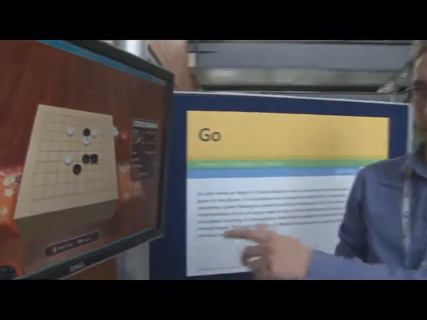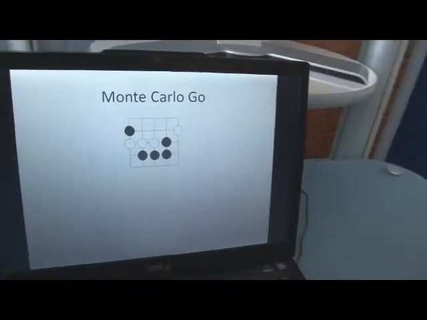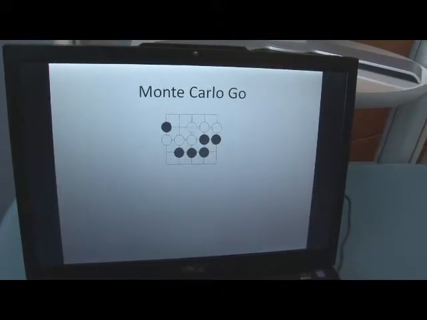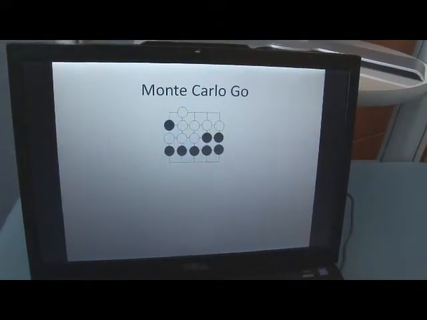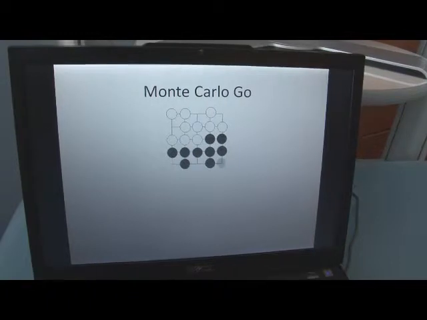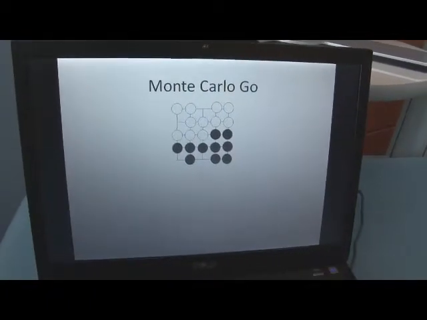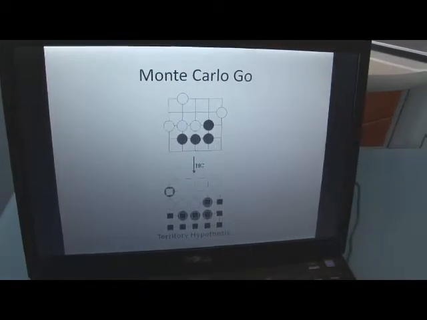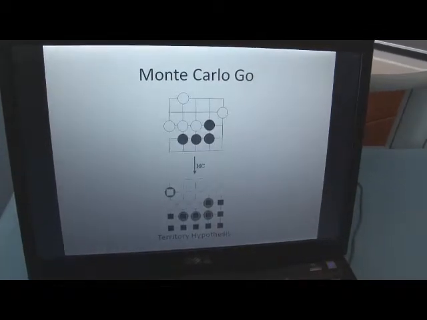Now, the computer here is playing for white, and I'm playing for black. The way that the computer works is by playing random games from the current position to the end of the game. This laptop gives a bit of a demonstration of that. If you have a position, you can simulate the game forward from that position to the end, and then once you're at the end of the game, you can see what the outcome was and use that as a sample of what the outcome might be in general from that position.